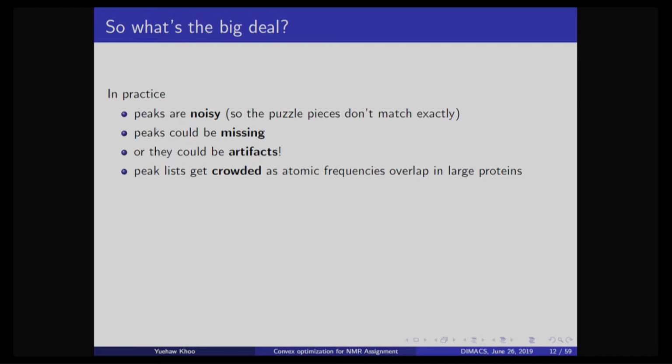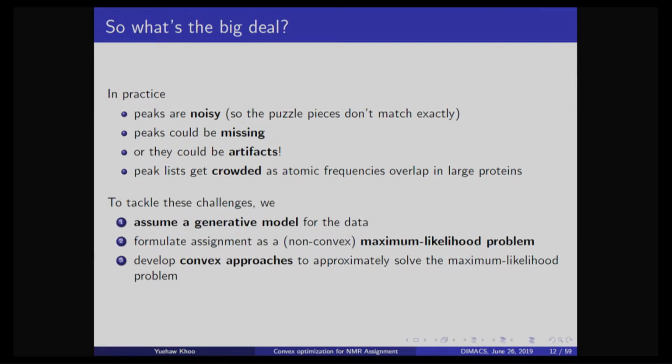Or there could be artifacts, and the peak list gets crowded when you have a lot of atoms in the protein, and it's really hard to segment out this tuple of 4 peaks. Now, to tackle this challenge, we assume a generative model for the data, and we formulate the assignment problem as a maximum likelihood problem, and we solve it using an optimization procedure. That's the goal.